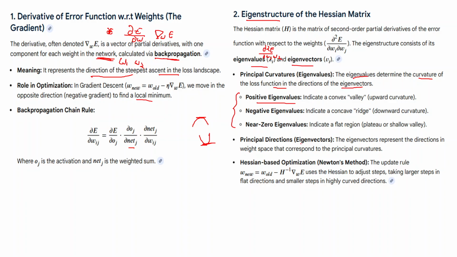These are the principal directions, that is, the eigenvectors. The eigenvectors represent the directions in the weight space that correspond to the principal curvature. In Hessian based optimization, or Newton's method, what will the update rule be? The new weight will be the old weight minus H inverse, the inverse Hessian matrix, times the derivative of the error with respect to the weight. It uses the Hessian to adjust the steps, taking larger steps in the flat directions and smaller steps in the highly curved directions.